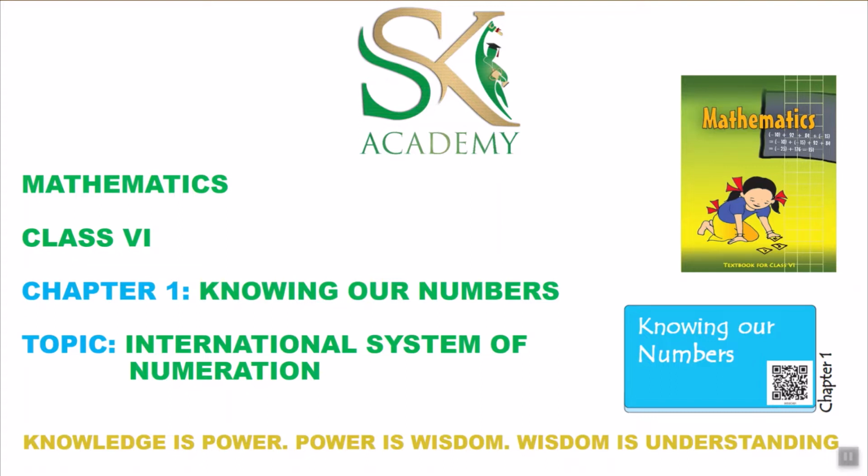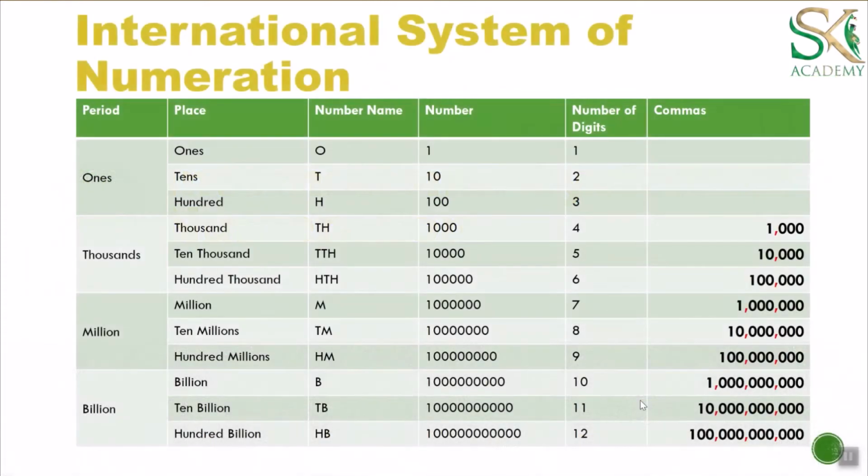In this video, we will talk about Class 6, Chapter 1, Knowing Our Numbers, and the topic is the international system of numeration. How do we understand the international system of numeration? If you see the periods, place, number name, number of digits, and commas, you will understand how the international system of numeration works.